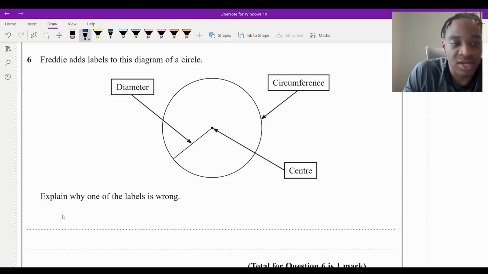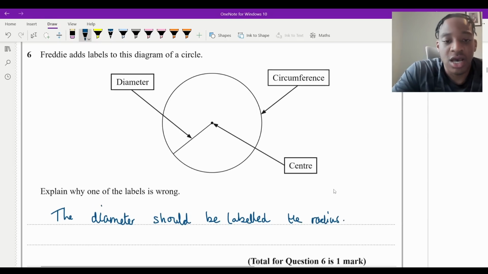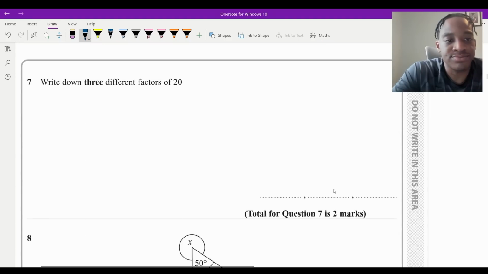So all you'd have to say is the diameter should be labeled the radius. And that's it for question 6. Let's move on to question 7.